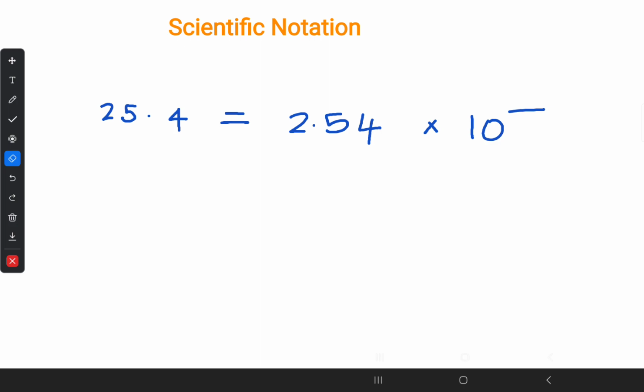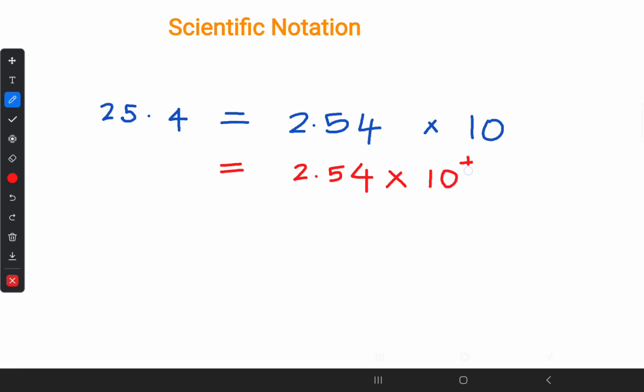We know that in scientific notation there are two important components in your answer. First one is a number in between 1 to 10. Next one is a 10, the index of 10. So 25.4 can be expressed as 2.54 multiplied with 10. When you multiply this, it will become 25.4, according to decimal multiplication. So this 2.54 remains the same.